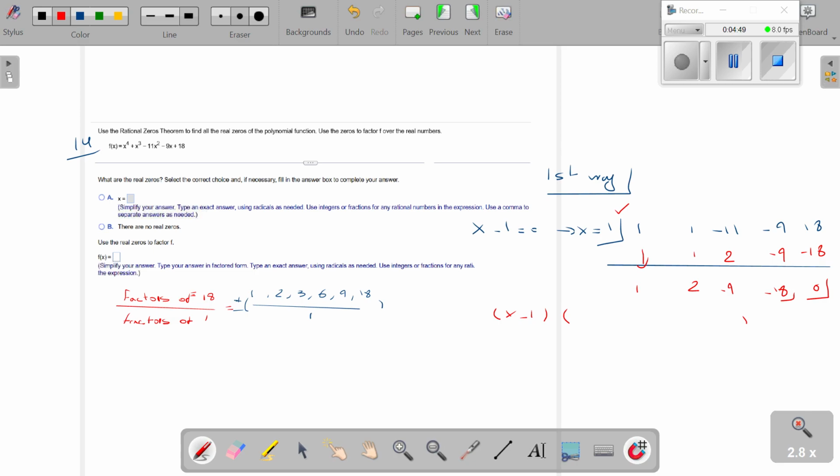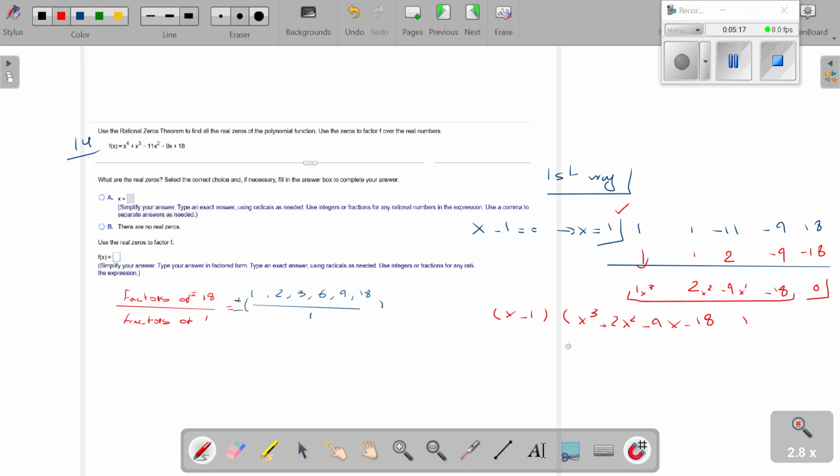You're going to use this part of the division. 18 is the constant term. This is the coefficient of x to the power of 1, coefficient of x to the power of 2, and coefficient of x to the power of 3. So I can write the other factor of the function, which is x to the 3 plus 2x squared minus 9x minus 18. Now, find the other zeros from this part.